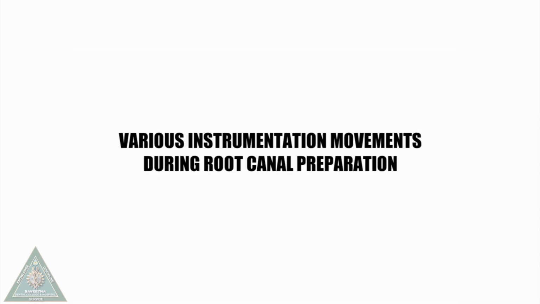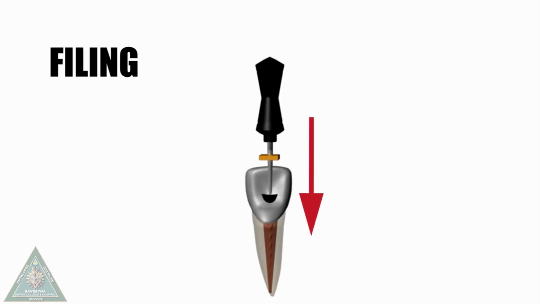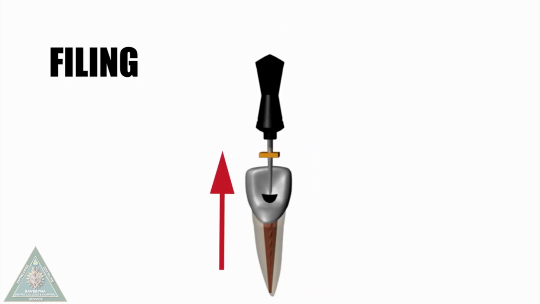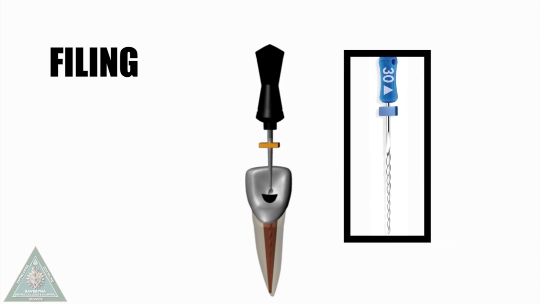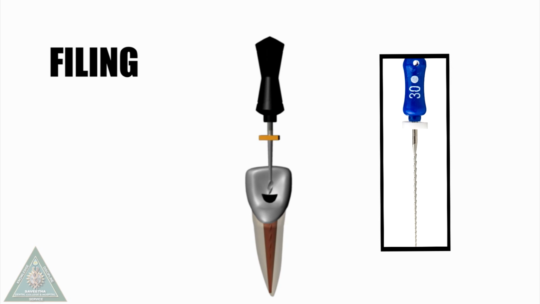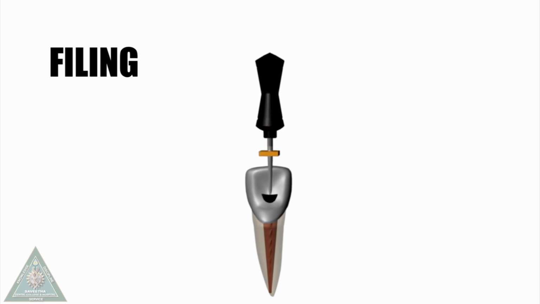There are various motions used in root canal preparations like filing, in which the files are used in push and pull strokes while the file contacts the root canal walls. K files, reamers and H files are used in this motion. The disadvantage of this technique is there are chances of pushing the root canal debris into the periapical tissues.